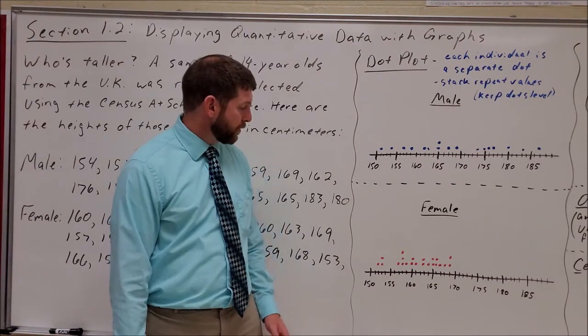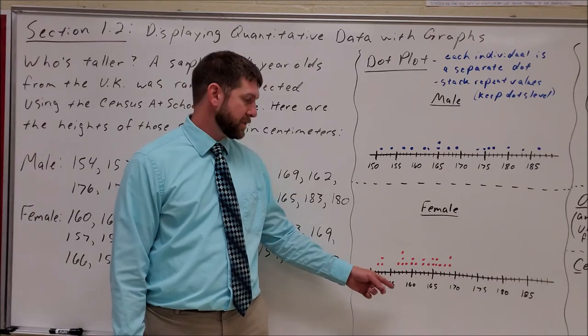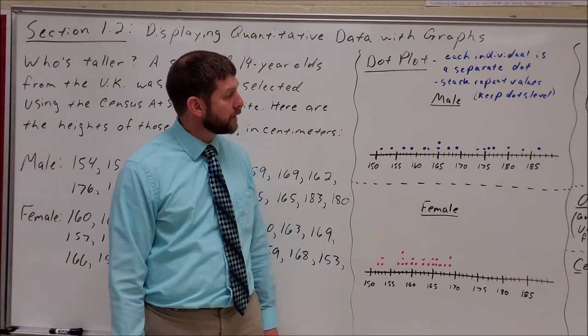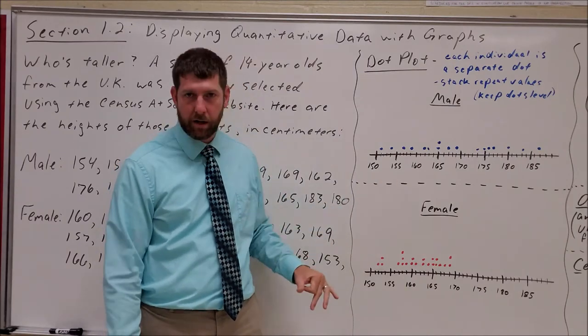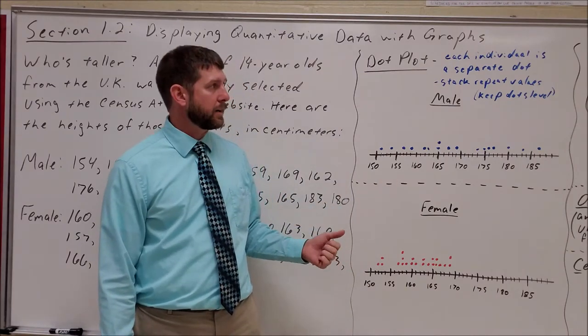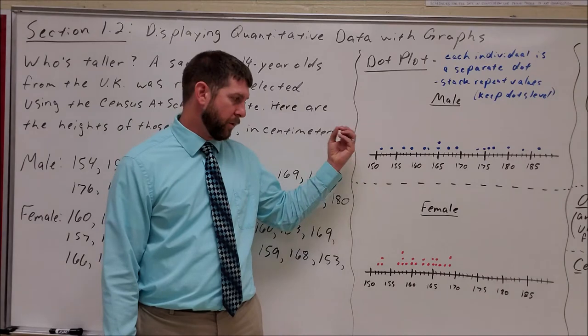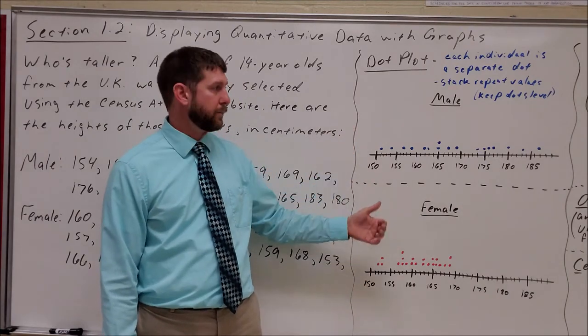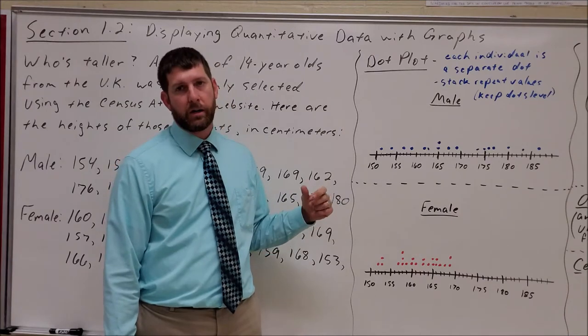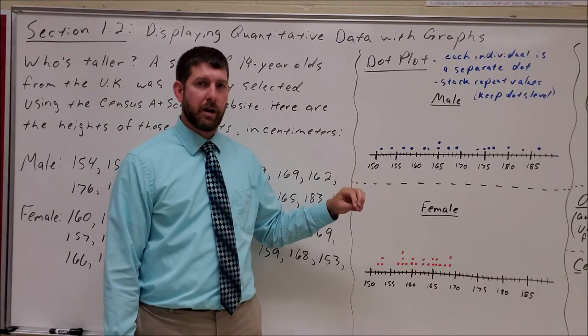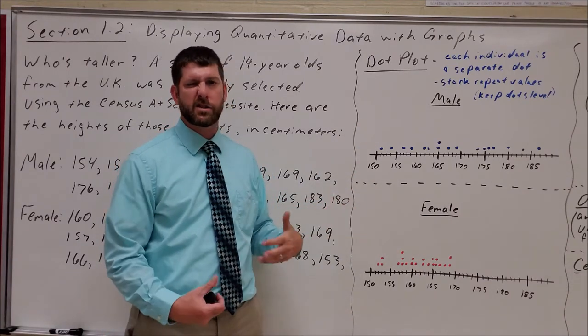All right, so hopefully you were able to get something that looks similar to this graph for female heights right there. So we've got our male heights, we see how they lay out, we've got our female heights. Now let's talk about what we can do with these graphs. A dot plot is one way to get that information graphically, visually organized for us.